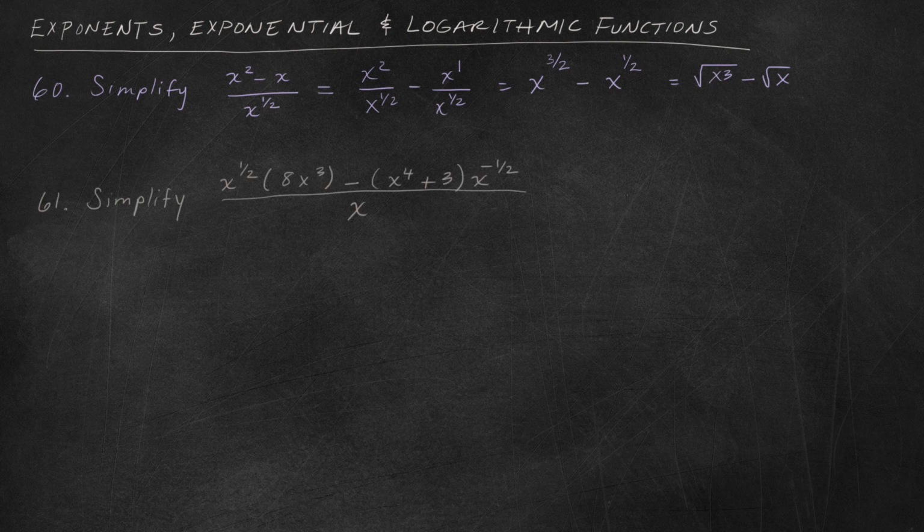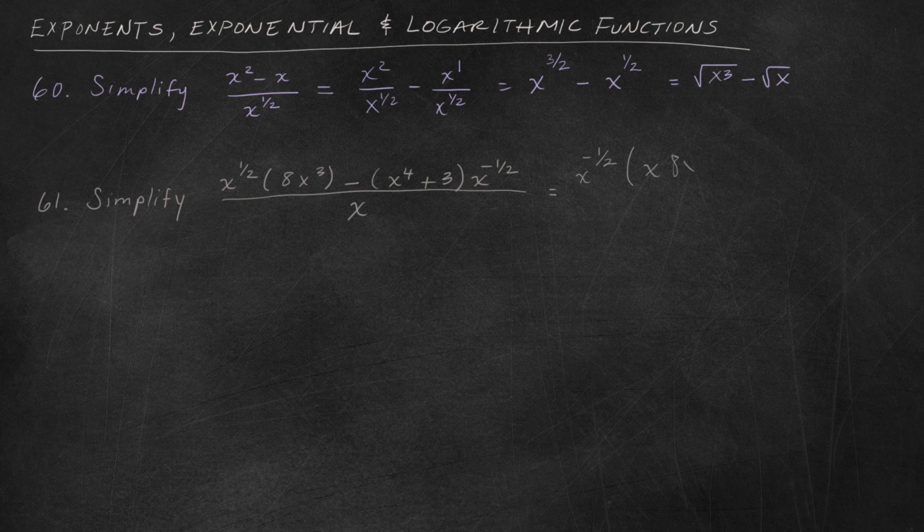Number 61, simplify x to the 1/2 times 8x cubed minus x to the 4th plus 3 times x to the negative 1/2 over x. And there are a few different ways that we could begin this one. I'm going to start by factoring out x to the power negative 1/2. When I factor that out from my first term, I'm dividing by what I'm taking out. So x to the power 1/2 divided by x to the power negative 1/2. I'm going to subtract my exponents, so I have 1/2 minus negative 1/2, which is 1. So I have x to the power 1.